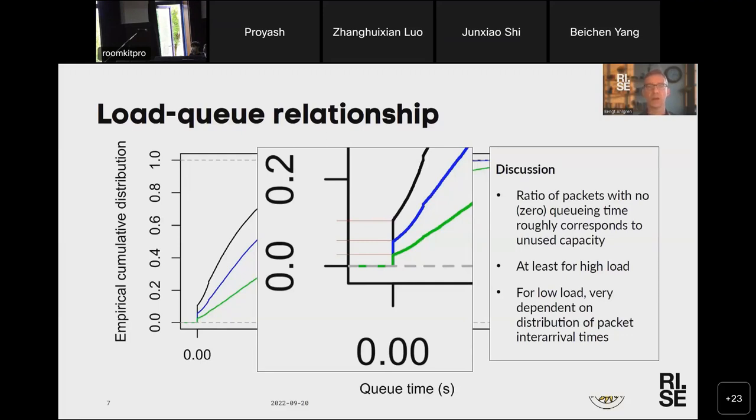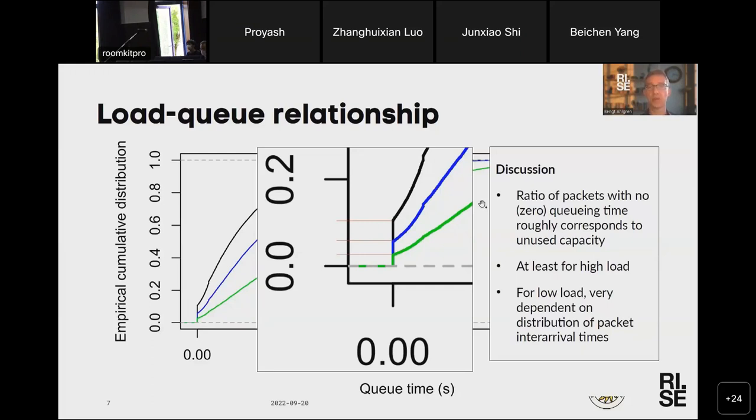The intuition behind this is really that, say we have 95% utilization, then the link is busy 95% of the time. And if a packet arrives at a random time, with 95% probability the link will be busy, and with 5% probability the link will be free. And thus, in 5% of the cases, the packet will have no queuing time at this link. And in 95% of the cases, the packet will have to be queued and thus get some queuing time.